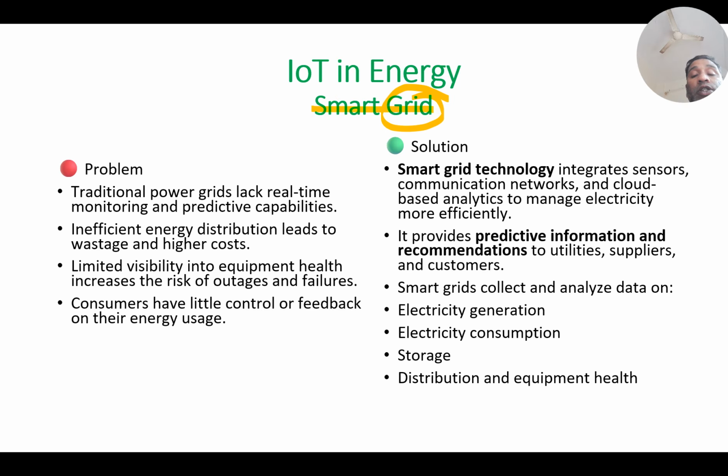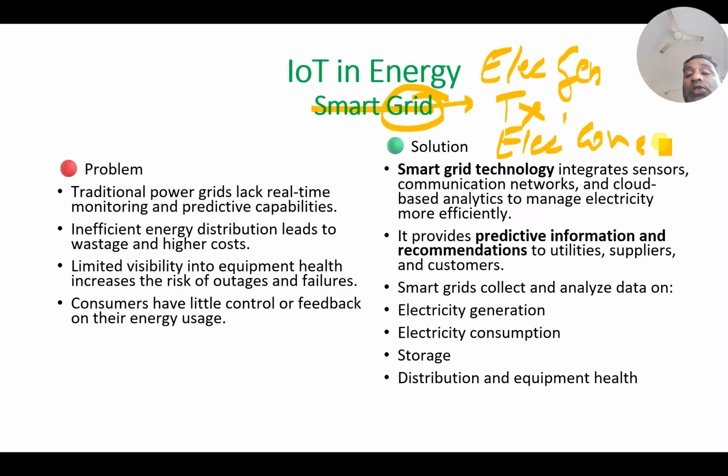Now, first of all, what is a grid? The grid is your electricity generation, transmission, and electricity consumption in households. This whole structure we are going to call a grid. Generation, transmission, and consumption together we call a grid. Now, let us see what problems arise in our grid.